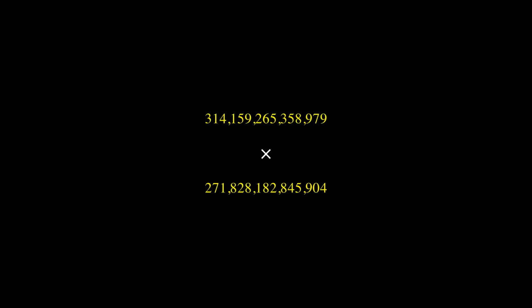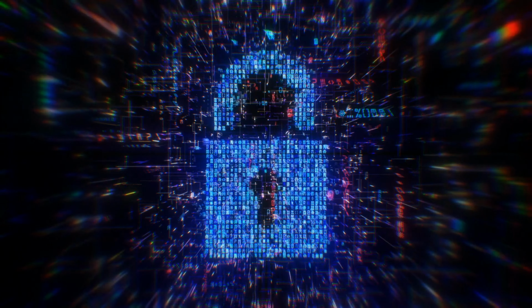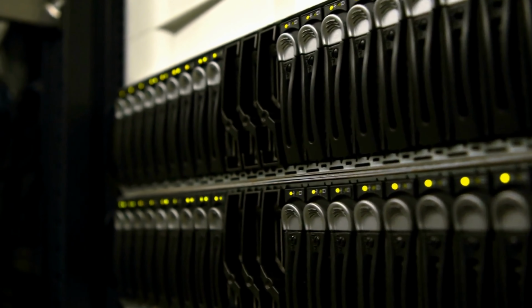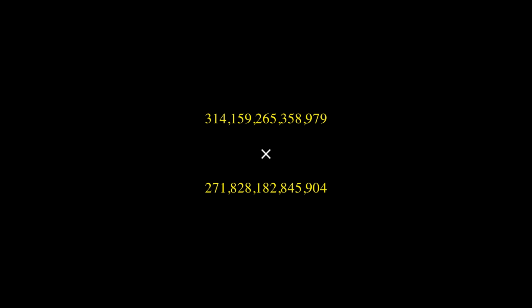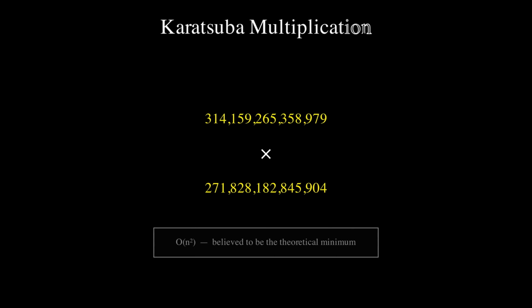Every time you make an online payment or send a secure message, your computer multiplies astronomically large numbers to protect your data. For decades, mathematicians believed the grade school method was essentially optimal, an unavoidable law of arithmetic. A 23-year-old graduate student proved them spectacularly wrong, and his insight still powers the software running on your device today. That algorithm is called Karatsuba multiplication.